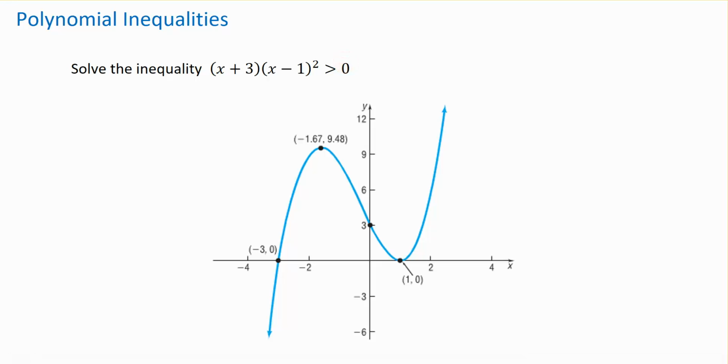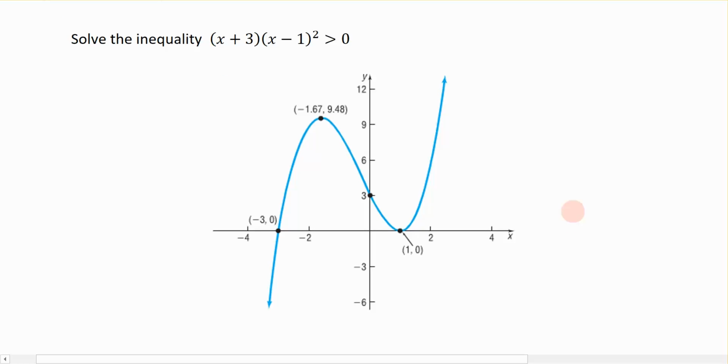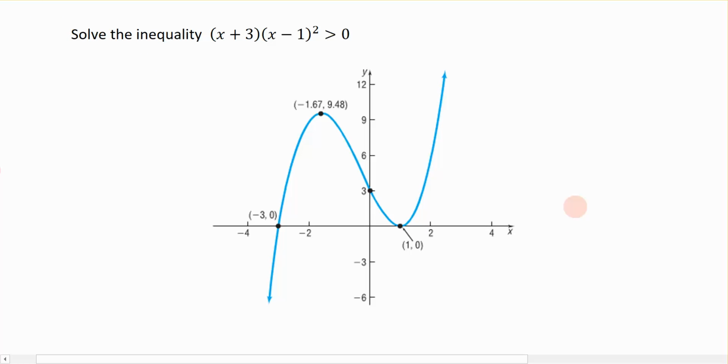And you can see that I am given the graph down here. This is the graph represented by that function. Well, when I want to solve the inequality, I am actually looking for values that, if I were to plug them into the equation, would make this left side greater than 0, or in other words, would make it a true statement.